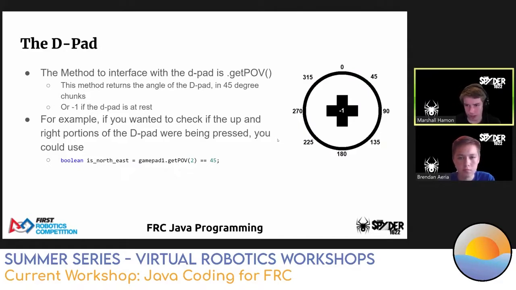And if you wanted to check if the top one and the right one are being pressed, you could use the example, which is gamepad1.getPOV == 45.